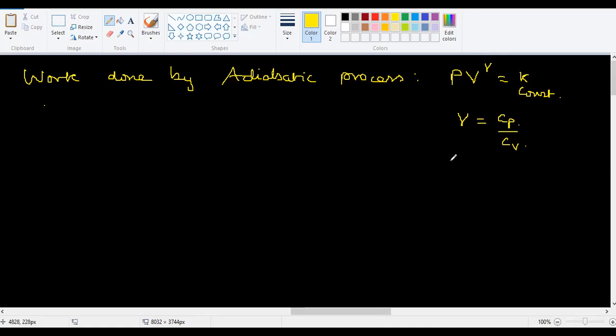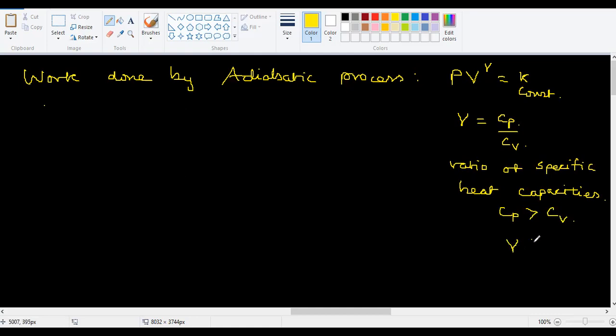So take it down, gamma is nothing but the ratio of specific heat capacity, Cp by Cv. As I told you, Cp is bigger, Cv value will be smaller, which means gamma will always be greater than 1. This we are taking without proof. For now, it's out of scope of the textbook, so we don't care about the derivation for this.